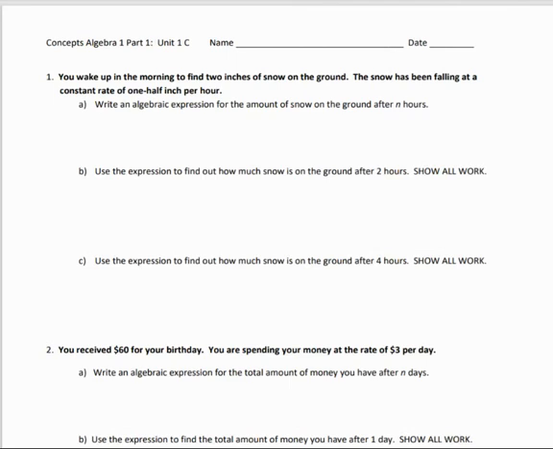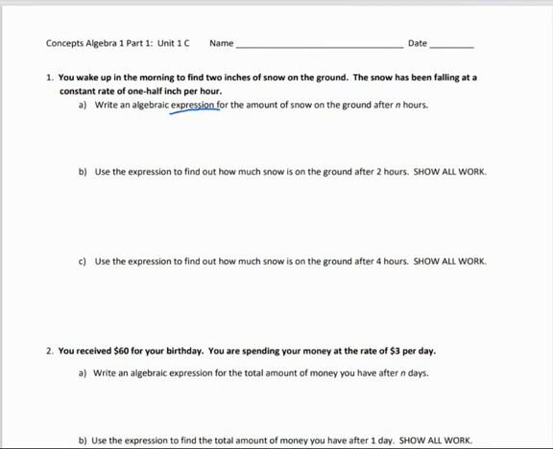So today on worksheet 1C, we're going to be doing some review towards the end, but in the beginning of this, we're going to be talking about expressions, okay? So number 1 says, you wake up in the morning to find 2 inches of snow on the ground. The snow has been falling at a constant rate of 1/2 inch per hour. Write an algebraic expression for the amount of snow on the ground after n hours.